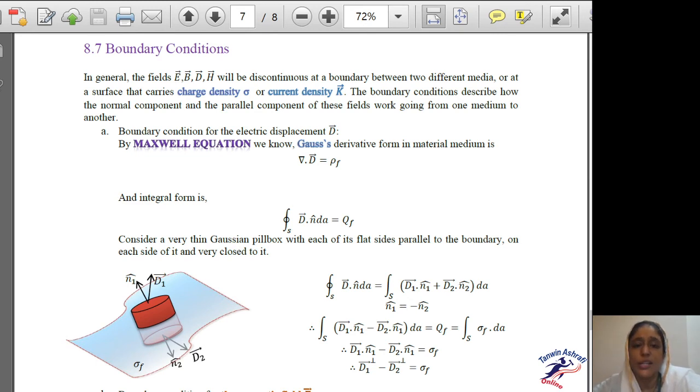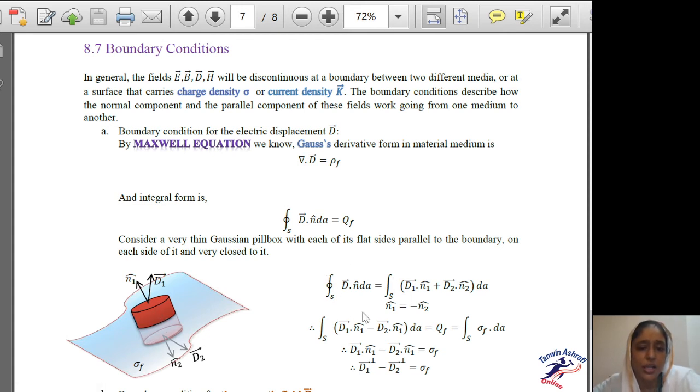Let's suppose, for the electrical displacement, the boundary condition for the electrical displacement. The Maxwell equation says that del dot D is equal to rho f, and in integral form we know the integration over a closed area of D dot n cap is equal to Qf. Now consider a tiny Gaussian pillbox with each side flat and parallel to the boundary on each side, and it is very close.